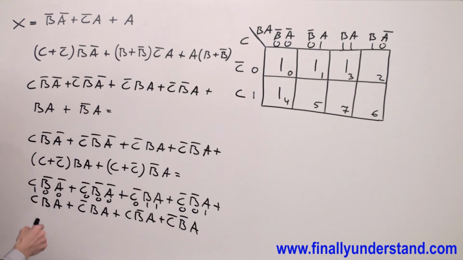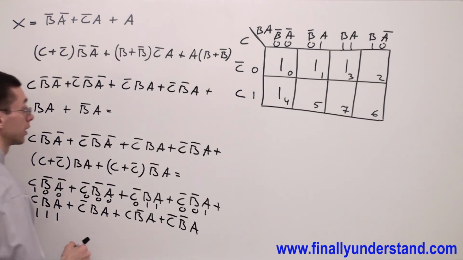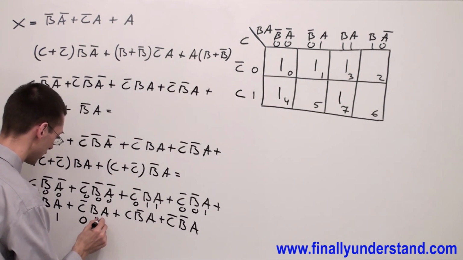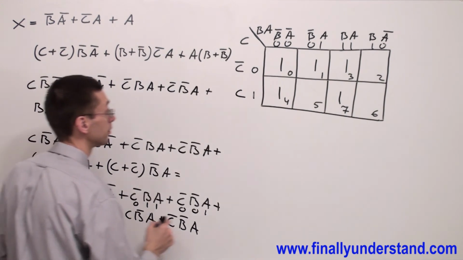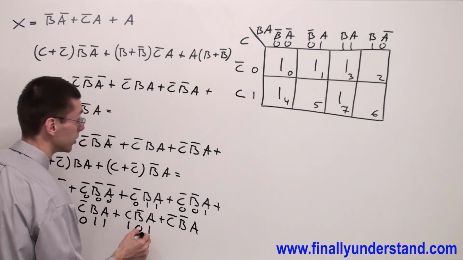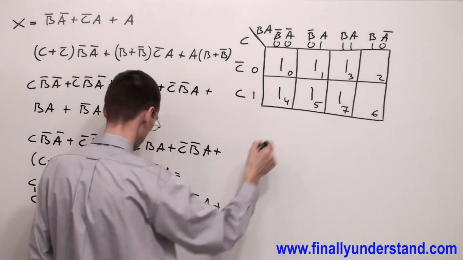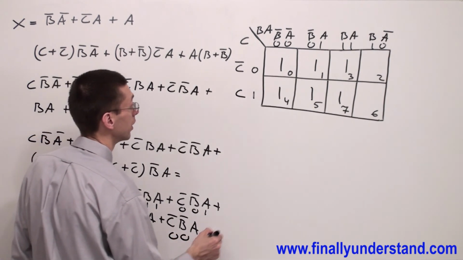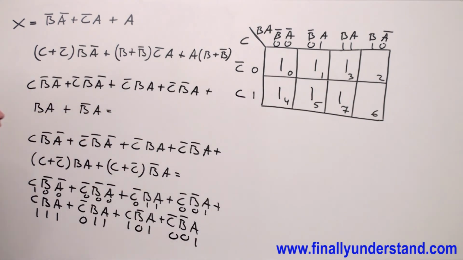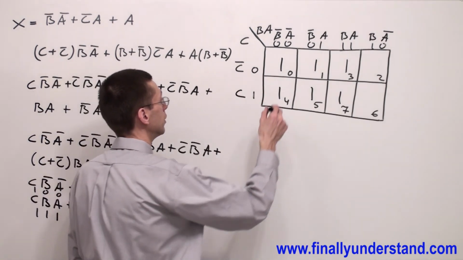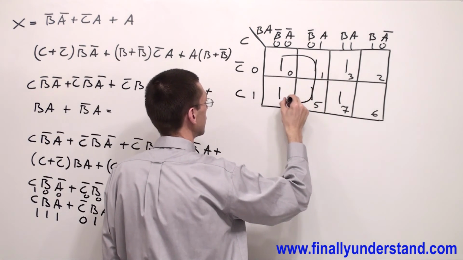And I have 1 1 1, this is binary 7, you have to mark cell number 7. I have 0 1 1, this is cell number 3, 3 is already marked. And I have 1 0 1, this is 5. And I have 0 0 1, this is binary 1, 1 is already marked. This is my Karnaugh map, and next I have to group my highs.